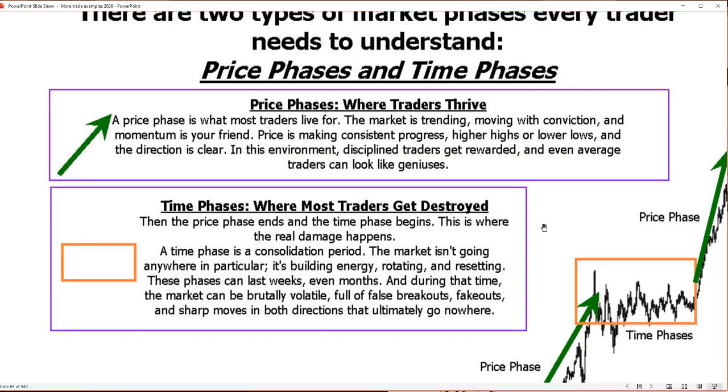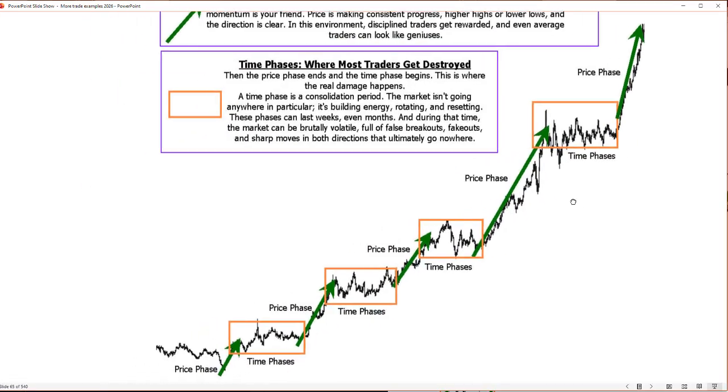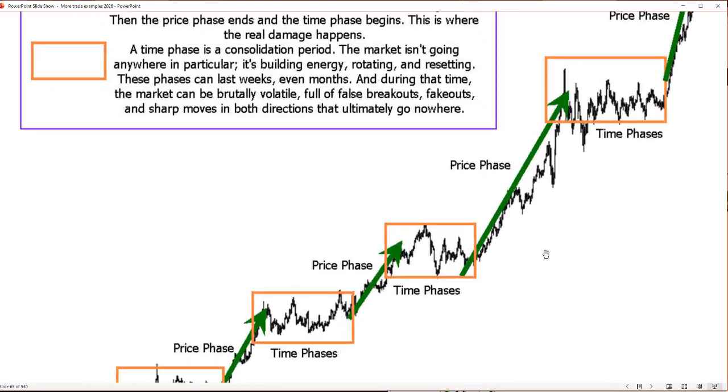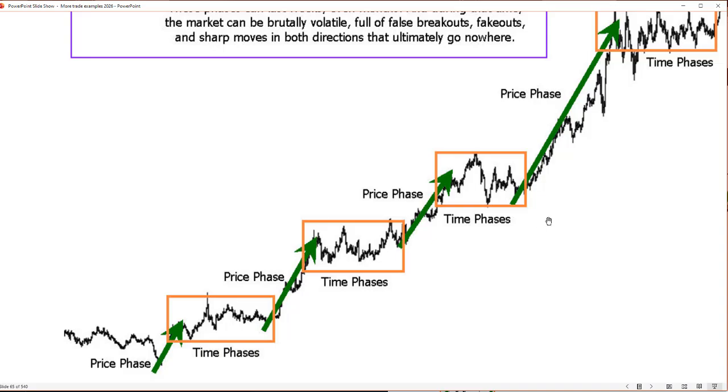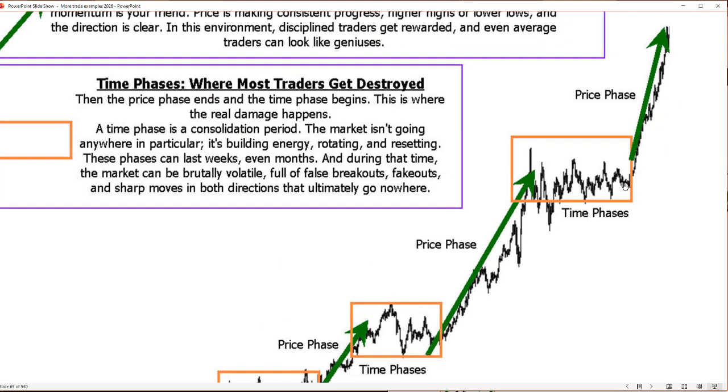So once you understand this, here's a really good diagram of what I'm talking about. Let me see if I can zoom in a bit more. So what do we have through here? A price phase goes up, and then see how it went sideways? That's a time phase. Then a price phase, and then a time phase, and a price phase, and a time phase, and a price phase. Went up, time phase, and then we had another price phase here.